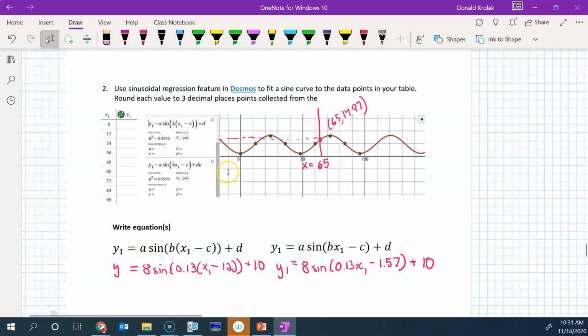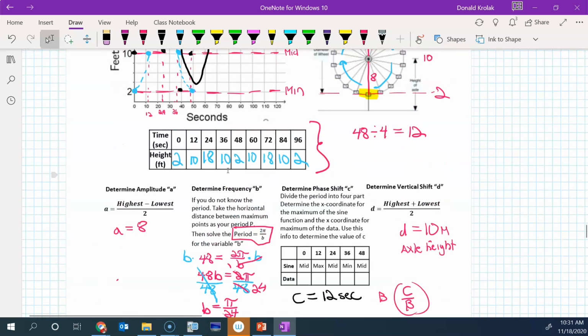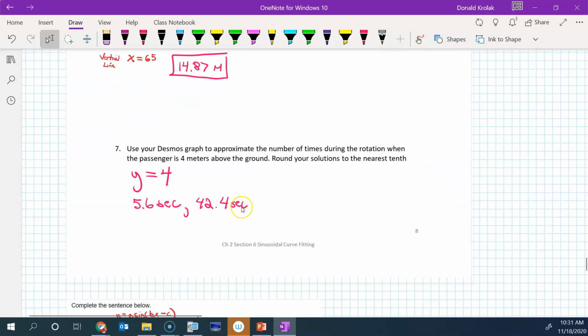Let's see, one rotation is 48 seconds. So this would be at these two times, because the next time I hit it, it's going to be after 48 seconds. So the number of times during the rotation is 2 times during the rotation. And it happens at 5.6 seconds and 42.4.